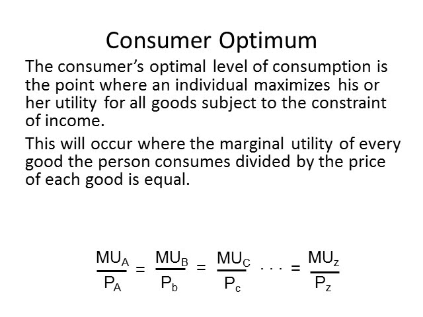The consumer's optimal level of consumption is a point where the individual maximizes his utility for all goods subject to the constraint of their income. This will occur where the marginal utility of every good that the person consumes is divided by the price of each good. In this case, our general formula is that the marginal utility of good A divided by price A must be equal to the marginal utility of good B divided by the price of good B, which is equal to the marginal utility of good C divided by the price of good C, and so on for all the goods that the consumer consumes.